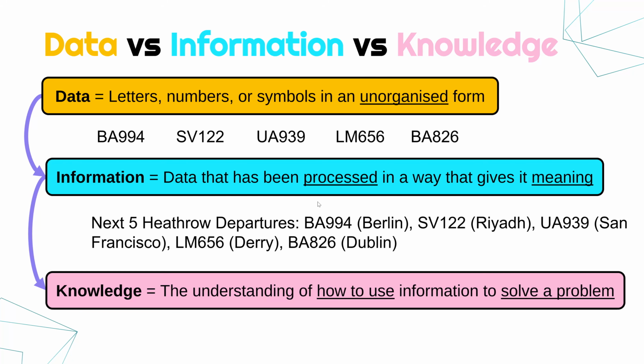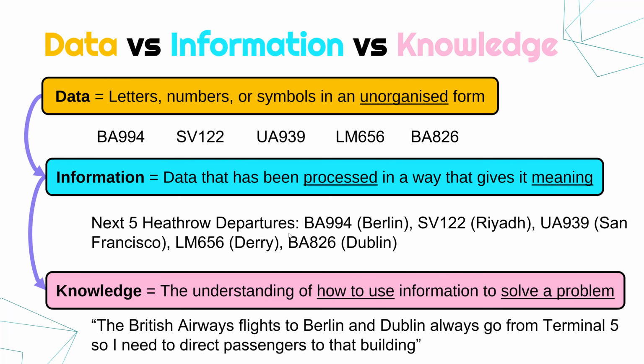So how does knowledge differ to this? Knowledge is how you would use this information to solve a problem or make a decision. Let's say you worked at Heathrow, at the airport. You might need to use this information to help customers. You might know from your knowledge that BA is short for British Airways, and that those flights to Berlin and Dublin always go from Terminal 5. Therefore, if somebody's asking you about those flights, you know to direct them to Terminal 5. That's knowledge. That's you understanding how to apply this information in a real life scenario.